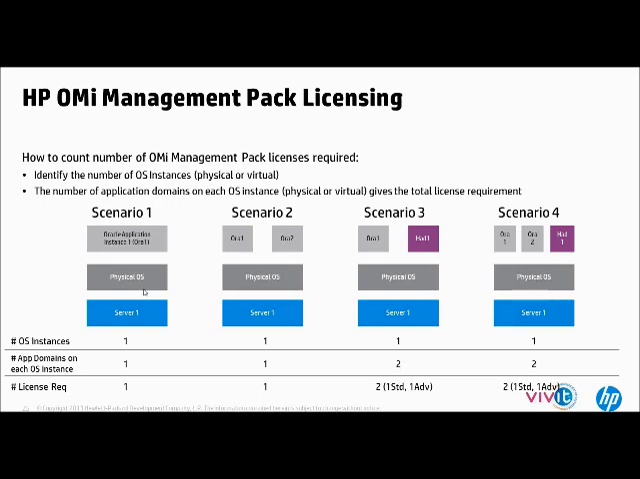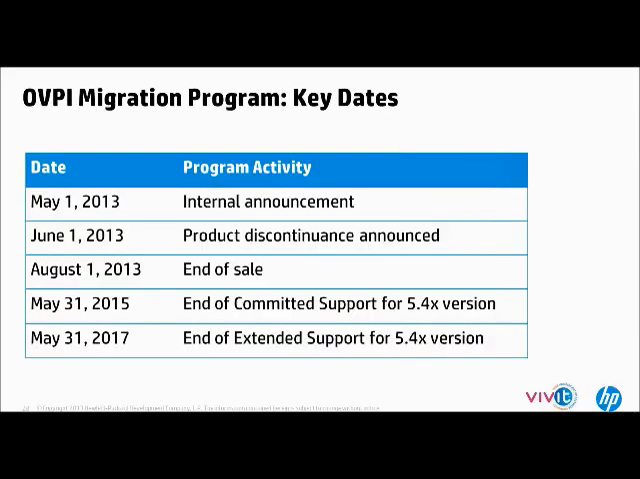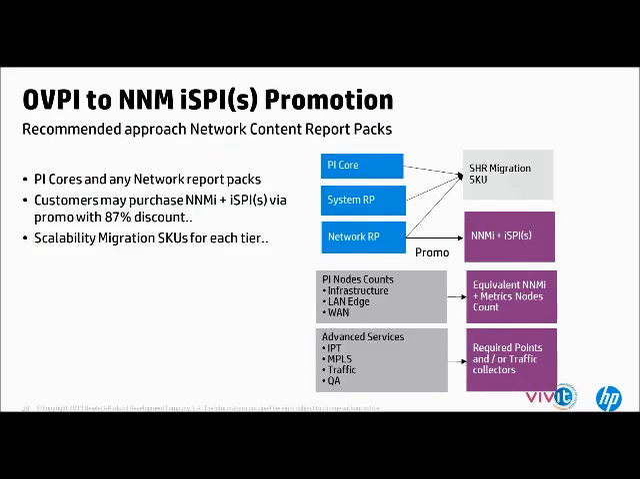And the license is very simple. We identify the number of application domains on each operating system. So if you have Oracle running, we license you for Oracle. If you have Oracle and Hadoop running, we license you for Oracle and Hadoop. It's a very simple license mechanism.